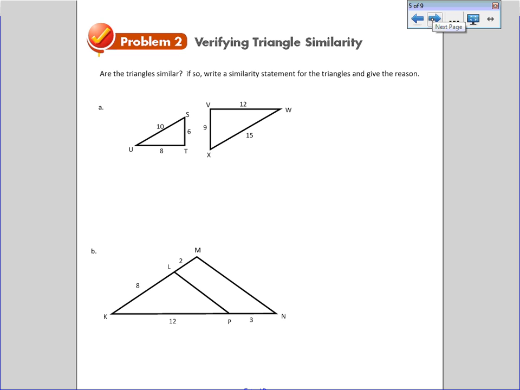So, let's do this one. Are the triangles similar? My suggestion is always get the triangles oriented the same, so it's easy to line up the parts. You can take this right here and draw it like this. So we turned it all the way around to where here is the 90 degrees. The hypotenuse is here, so the hypotenuse on this one is 10. This is 6. And this is 8.